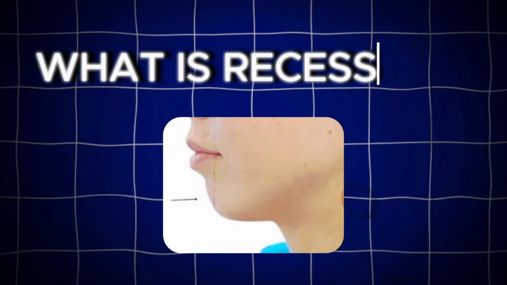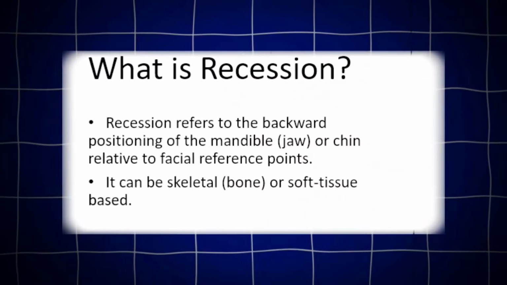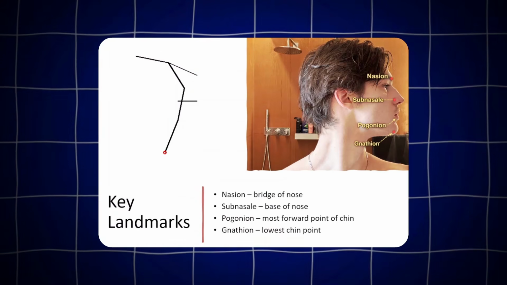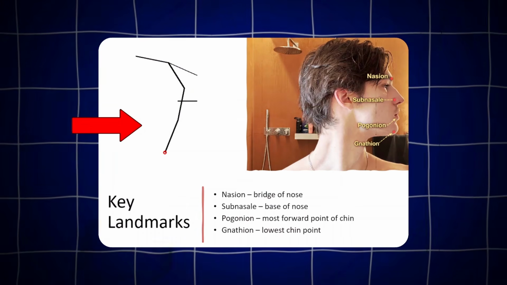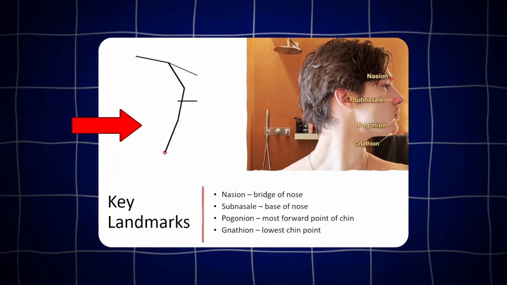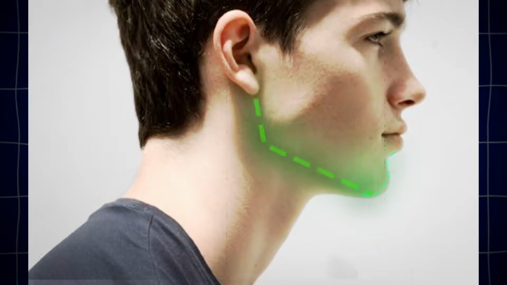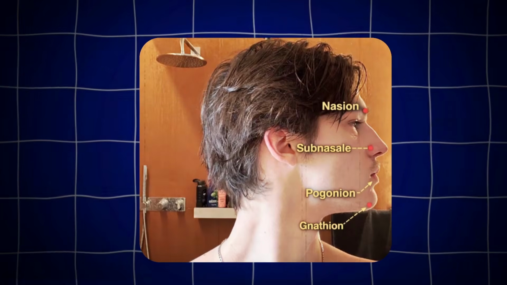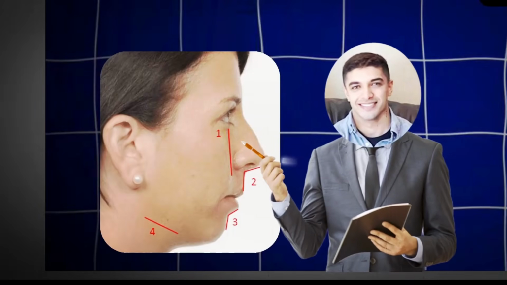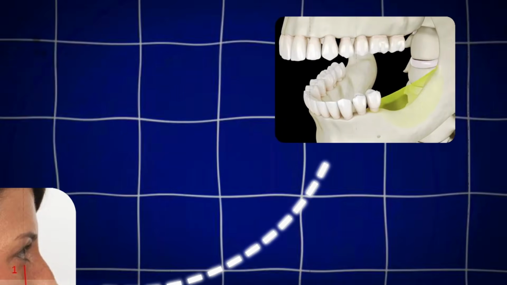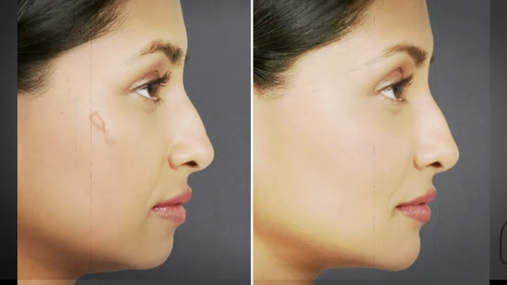So what is recession? Recession refers to the backward positioning of the mandible or the jaw or chin relative to facial reference points, okay? You guys can look at this little diagram right here that we're going to accompany with a lot of our slides to show the relative positioning of the jaw and the chin along the soft tissue and bone. So recession can be skeletal, okay, bone related, or it can also be soft tissue based.